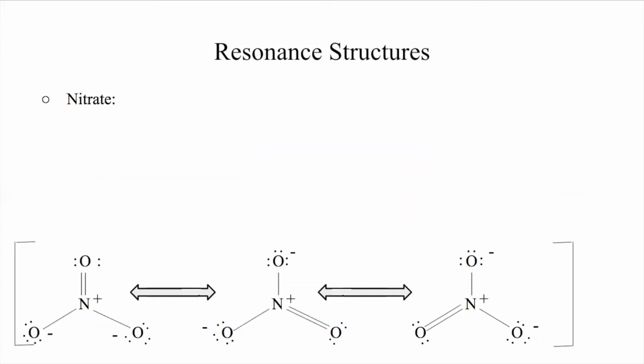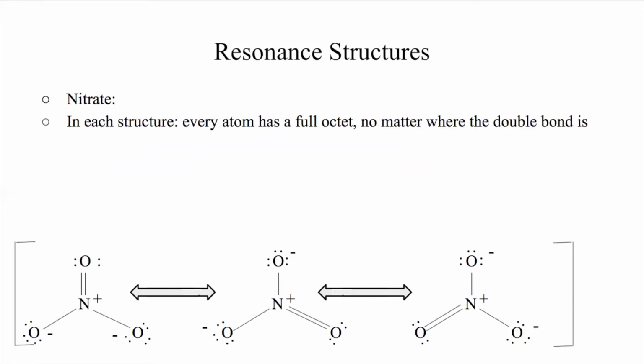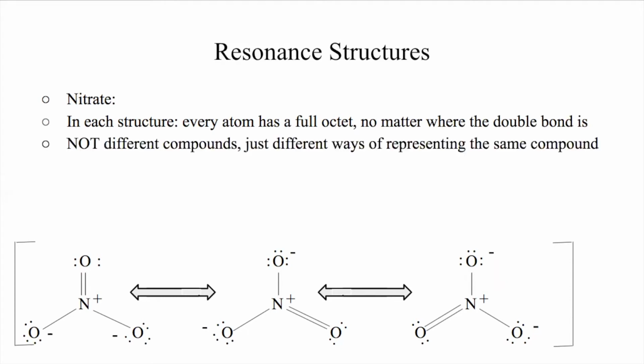Here are the resonance structures for nitrate, NO3-. As you can see, in each structure, every atom has exactly a full octet, no more, no less. Even when the double bond is in a different place, the atoms are satisfied. Remember that these different structures are not different compounds, they're just different ways of representing a compound.